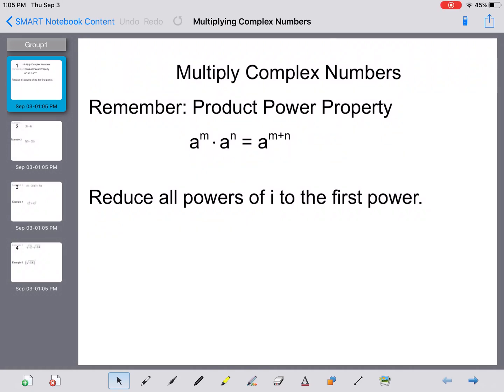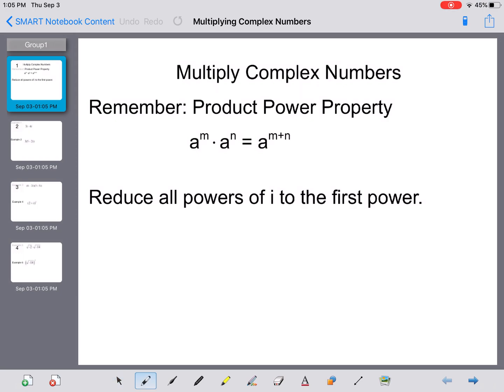Hello, today we're going to talk about multiplying complex numbers and imaginary numbers too. So we need to remember two things. We need to remember that when we multiply two like bases, so we have a and a, we're going to add the exponents. So we have something like this.